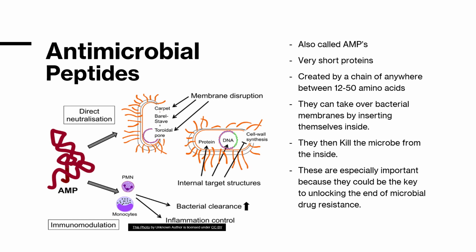And lastly, I'm going to discuss the antimicrobial peptides. They're also called AMPs. They are very short proteins that are created by a chain of anywhere between 12 to 50 amino acids. They can take over bacterial membranes by inserting themselves inside of those bacterial membranes. They then kill the microbe from the inside. They kind of work like phagocytes. These are especially important because they could be the key to unlocking the end of microbial drug resistance, which is something I discussed in one of my Build-A lectures that I did previously.